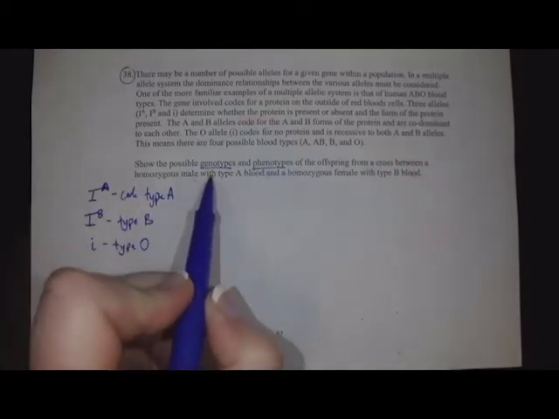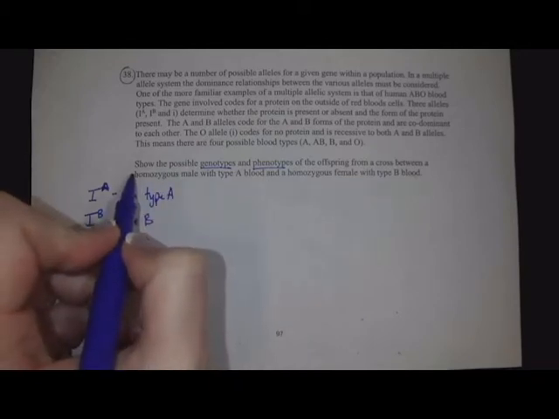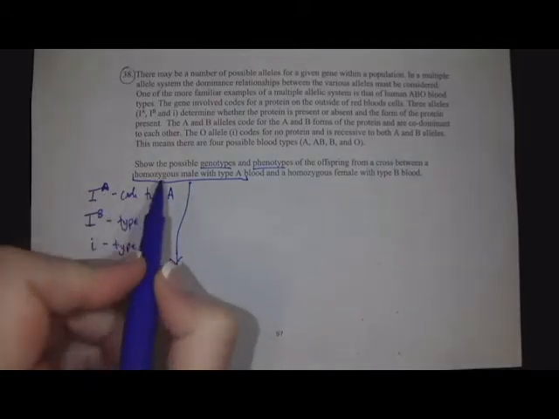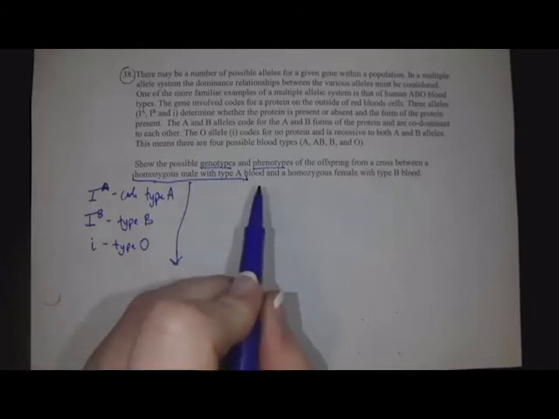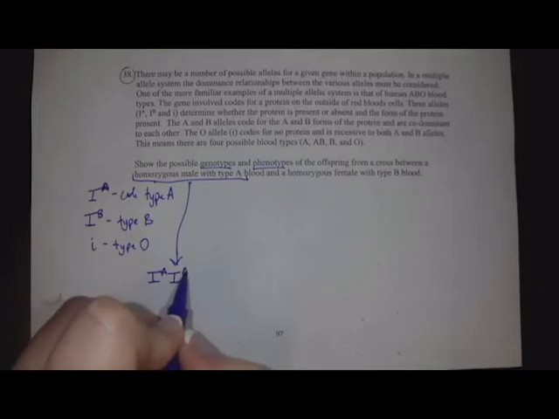So this problem asks you to show the possible genotypes and phenotypes of the offspring from a cross between a homozygous male with type A and a homozygous female with type B. So I like to figure out what information I'm working with and then make my list of genotypes and phenotypes. Okay, so if we are looking at our homozygous male with type A blood, let's put him over here. Homozygous means that the alleles are going to be the same. So since he's type A, we're going to have capital I with A, capital I with A. Okay, so that's our male.